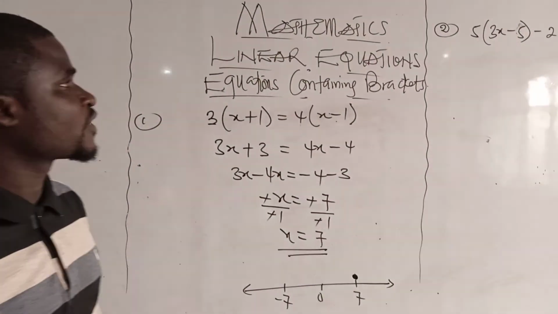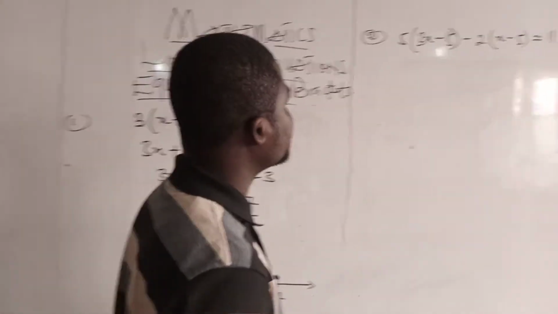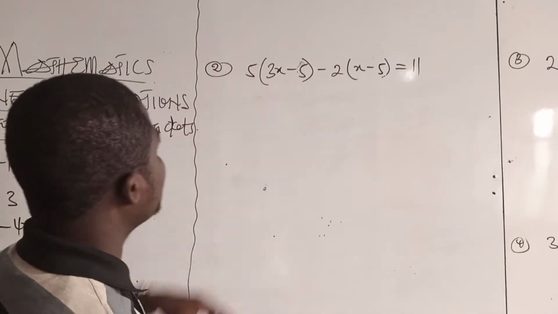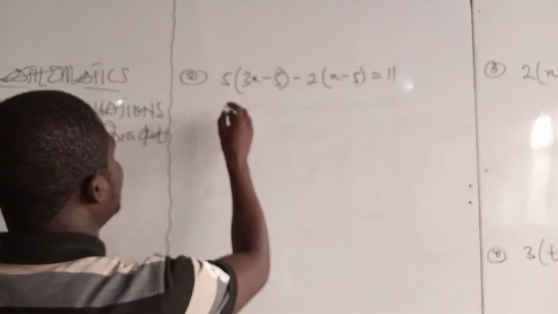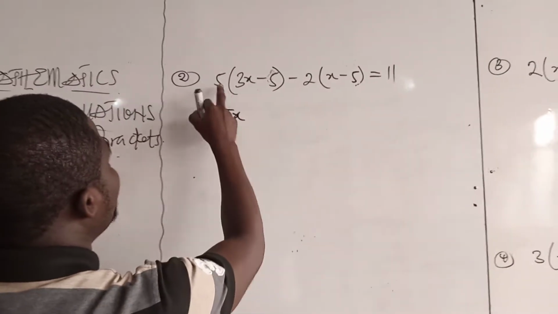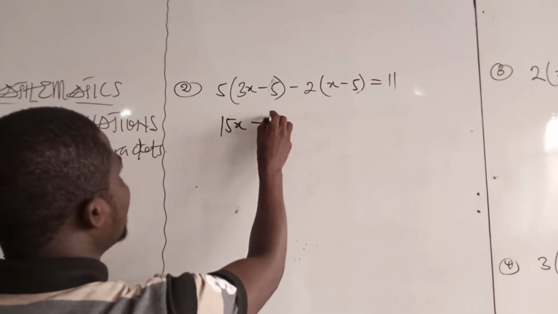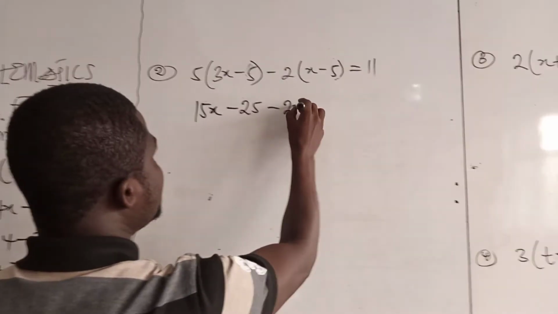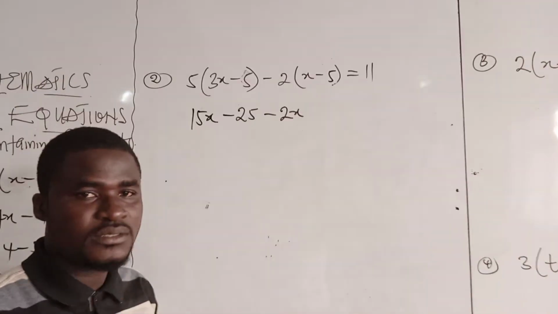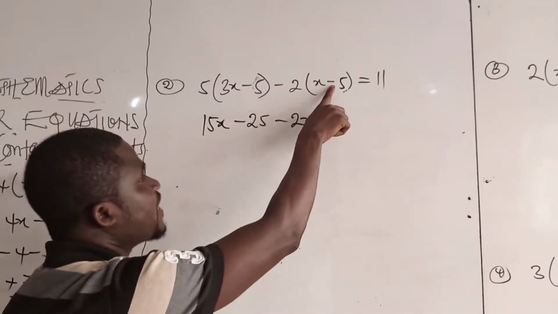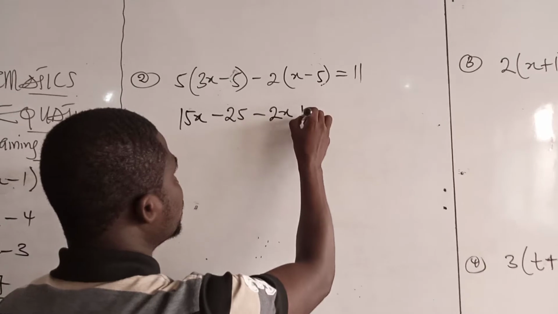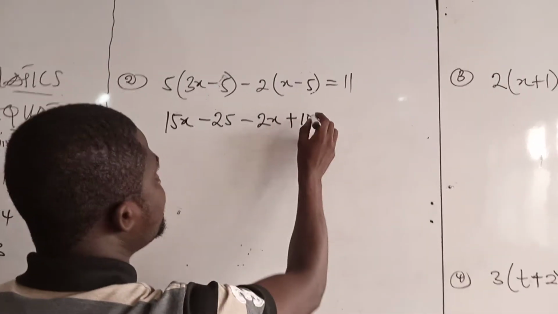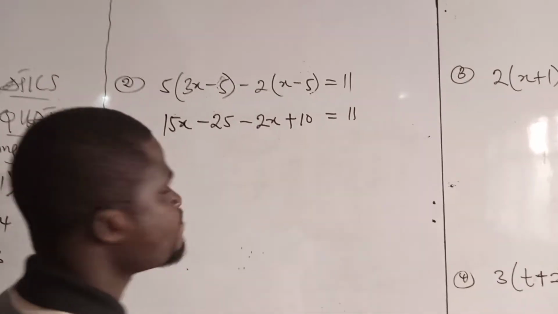That's good. Let's try our second example. The same procedure. 3 times 5 times 3x will give us 15x. 5 times negative 5 will give us negative 25. 2 times x will give us 2x. Now take note. Negative times negative will give us positive. So take note. 2 times 5 will give us 10, equals 11.